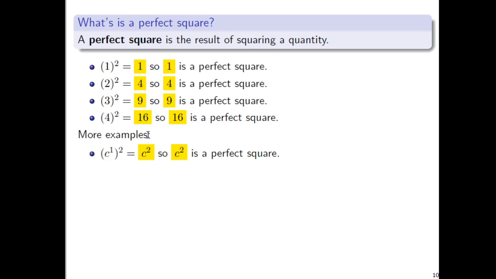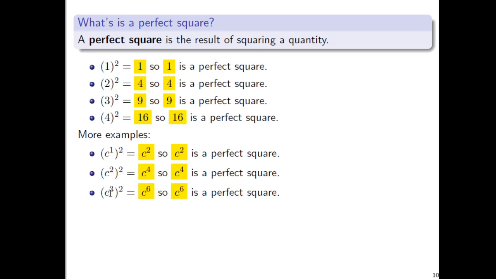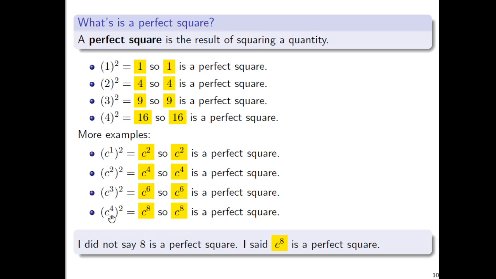But here's something perhaps surprising. If you take c to the first and square it, well, you get c to the second. And so c to the second, c squared, is a perfect square. If you take c squared and square it, you'll get c to the fourth, so that's a perfect square. If you start with c cubed and then square that, the result will be c to the sixth, and so c to the sixth is a perfect square. And if you take c to the fourth and square it, you'll get c to the eighth, and since c to the eighth is something squared, namely what was in parentheses, squared, c to the eighth is a perfect square.